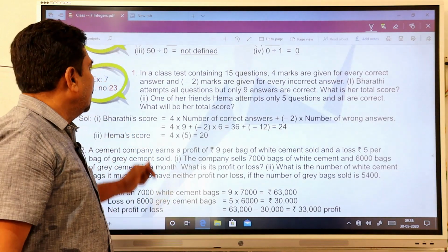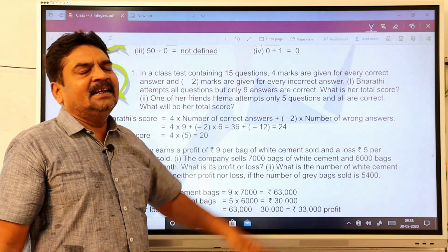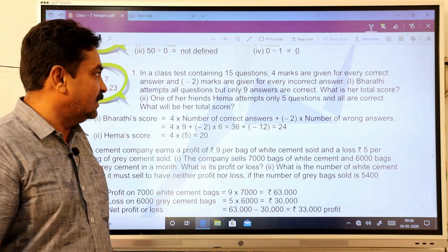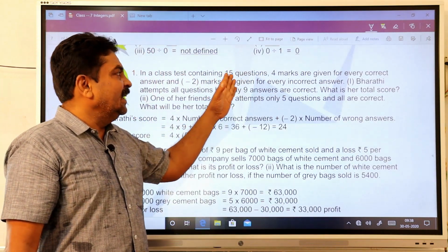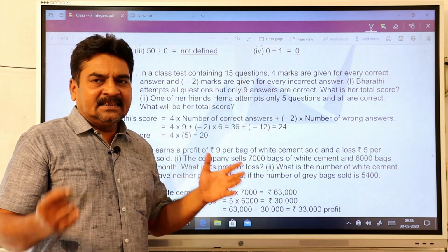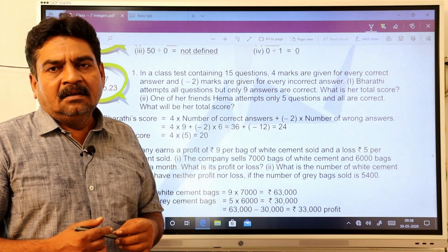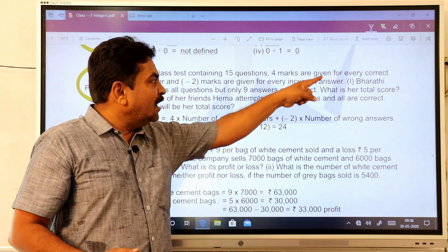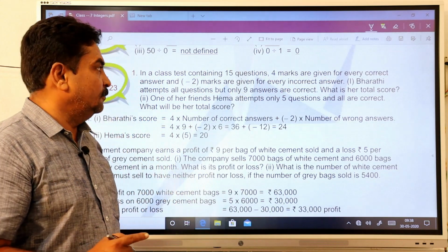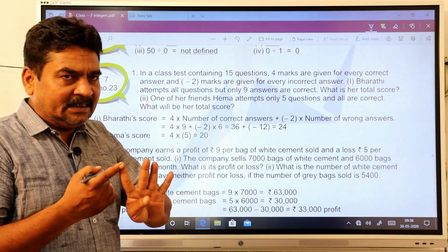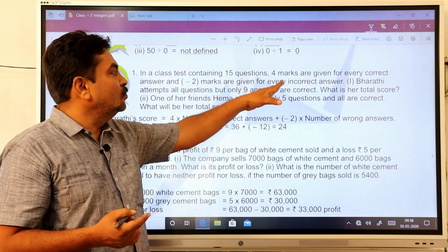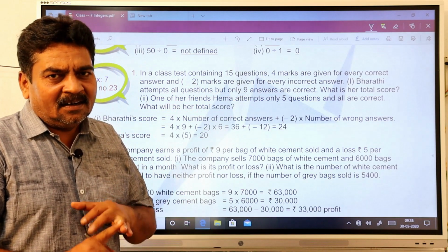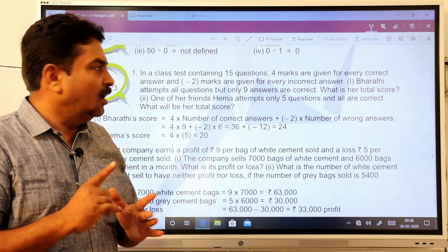Let's see. In a class test containing 15 questions, the same kind of questions we did in an earlier exercise. In the question paper there are 15 questions. 4 marks are given for every correct answer, and minus 2 marks for every incorrect, or wrong, answer.